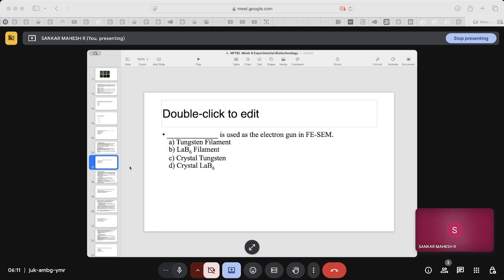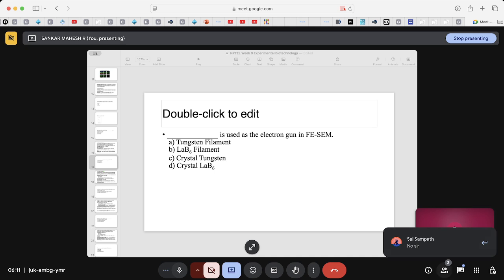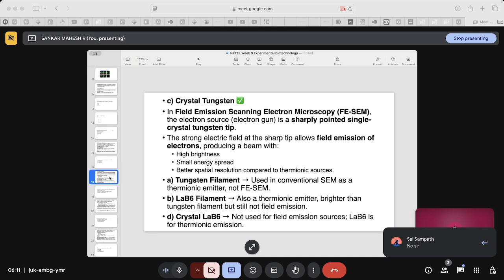Okay, so do you know what FESEM is? Okay, no issues, no issues. So we already talked about scanning electron microscope. Now in field emission, in FESEM, which is also expanded as field emission scanning electron microscope, the source for your electron is an electron gun that is a sharply pointed single crystal tungsten tip.